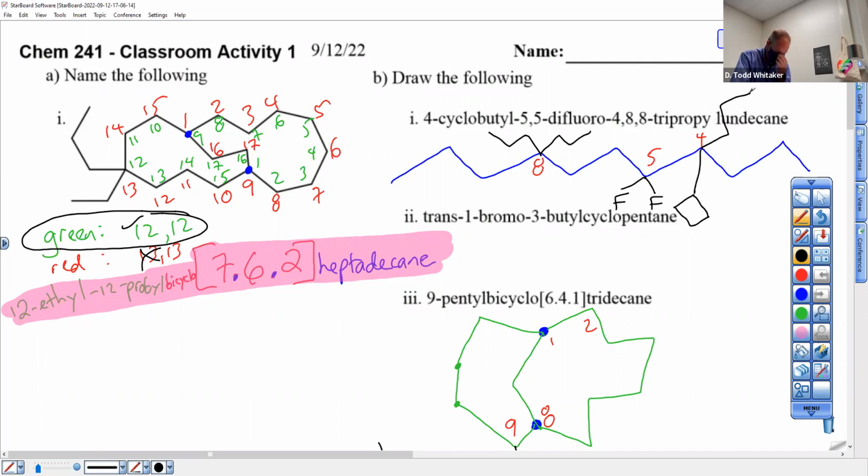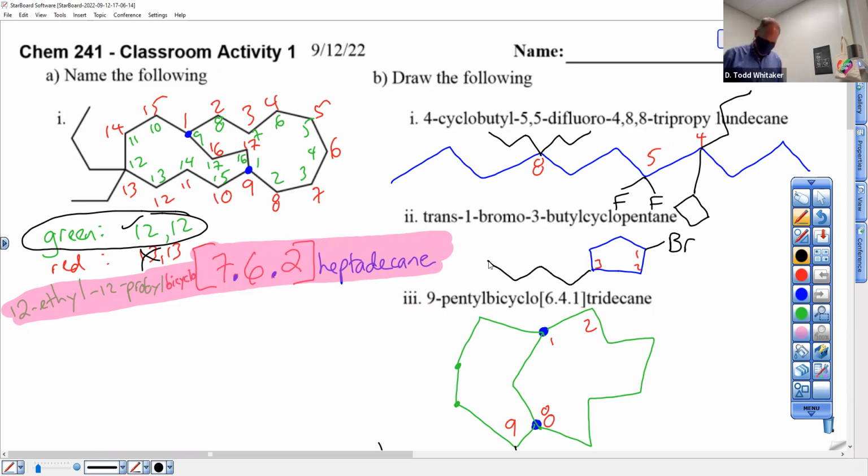Next one ends with cyclopentane. How do you draw that? How do you draw cyclopentane? Anybody? A pentagon, exactly. You decide carbon 1, put a bromine there. Don't worry about wedges and dashes till you're done. And 3 has a butyl. How many carbons in a butyl? 4. So that's carbon 1, 2, 3. 1, 2, 3, 4. And what does trans mean?